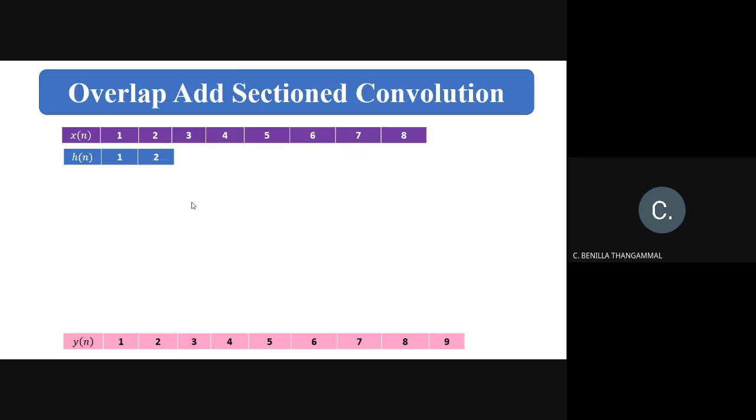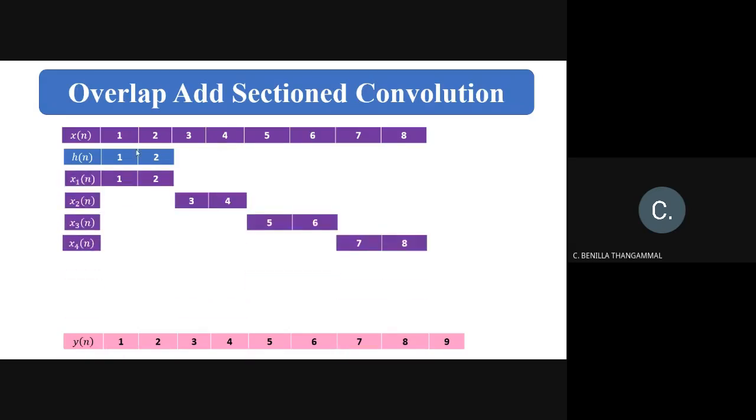So the first step in overlap add section convolution is to section the lengthier sequence according to the smaller sequence, right? Here x of n has 8 samples and h of n has 2 samples. I'll section my lengthier sequence x of n into 4 sections, where each section is going to have 2 samples: x1 of n, x2 of n, x3 of n, and x4 of n. Each section has 2 samples, and I place it at its respective position here. Now I have to perform the linear convolution.